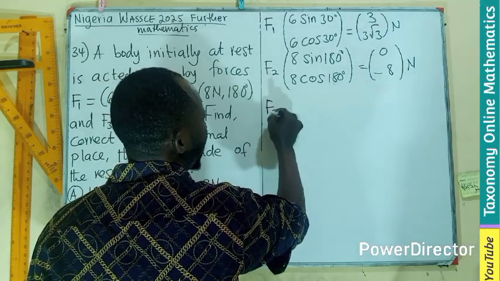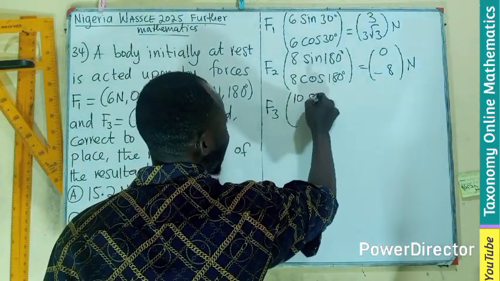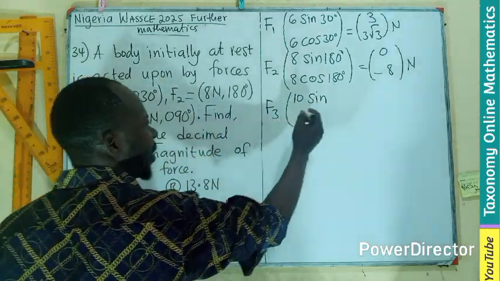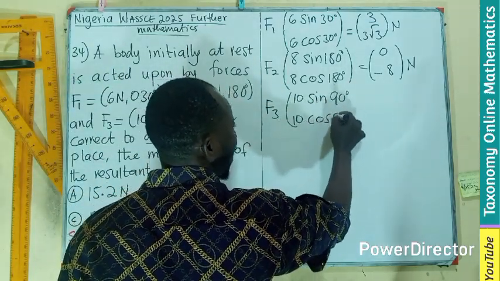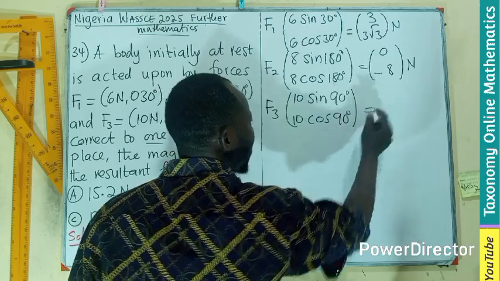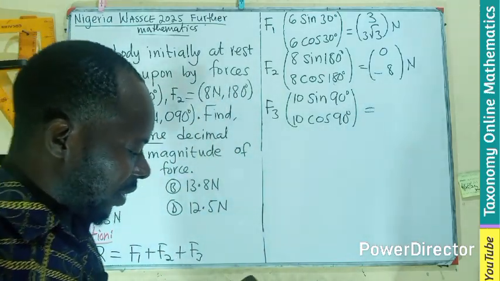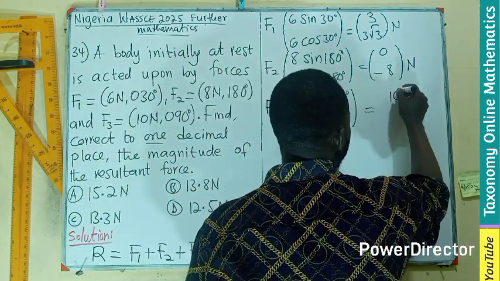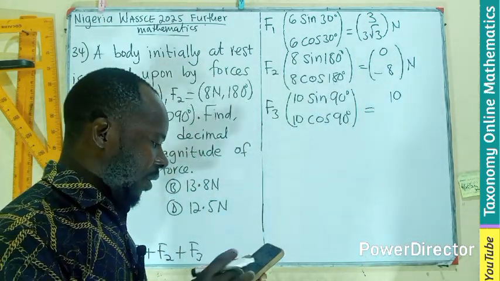Then force 3, what is the magnitude? We have 10. The sine of the angle is 90. Then 10, the cos of the angle is 90. Let's see, we have 10 sine 90. That will give you 10. I think the second will give you 0, but let's check. So we have 0.